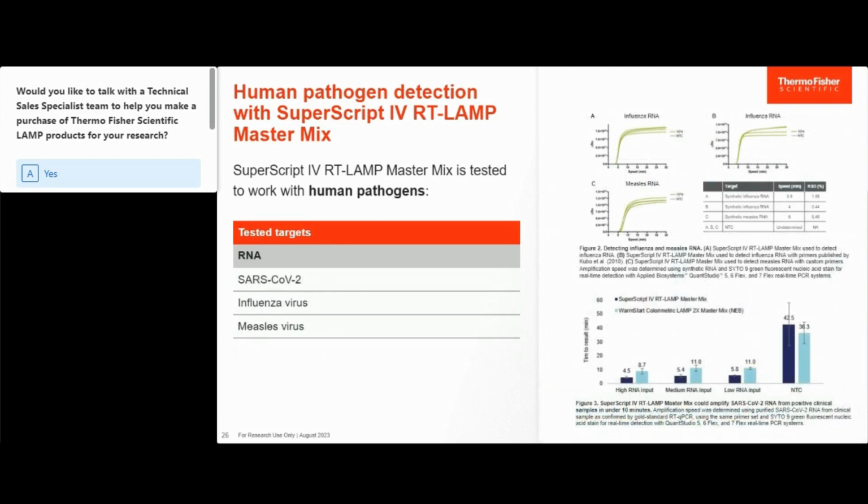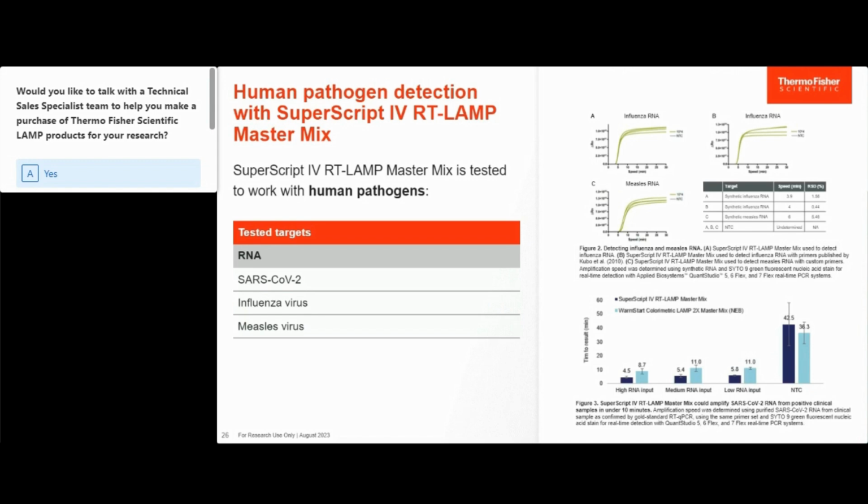In this slide, we demonstrate the use of Invitrogen SuperScript IV RT-LAMP Master Mix for real-time detection of RNA from human pathogens such as SARS-CoV-2, measles, and influenza. Figure 2 shows that real-time LAMP reactions incorporating SuperScript IV RT-LAMP Master Mix detected influenza and measles RNA in less than 6 minutes, depending on chosen primers.